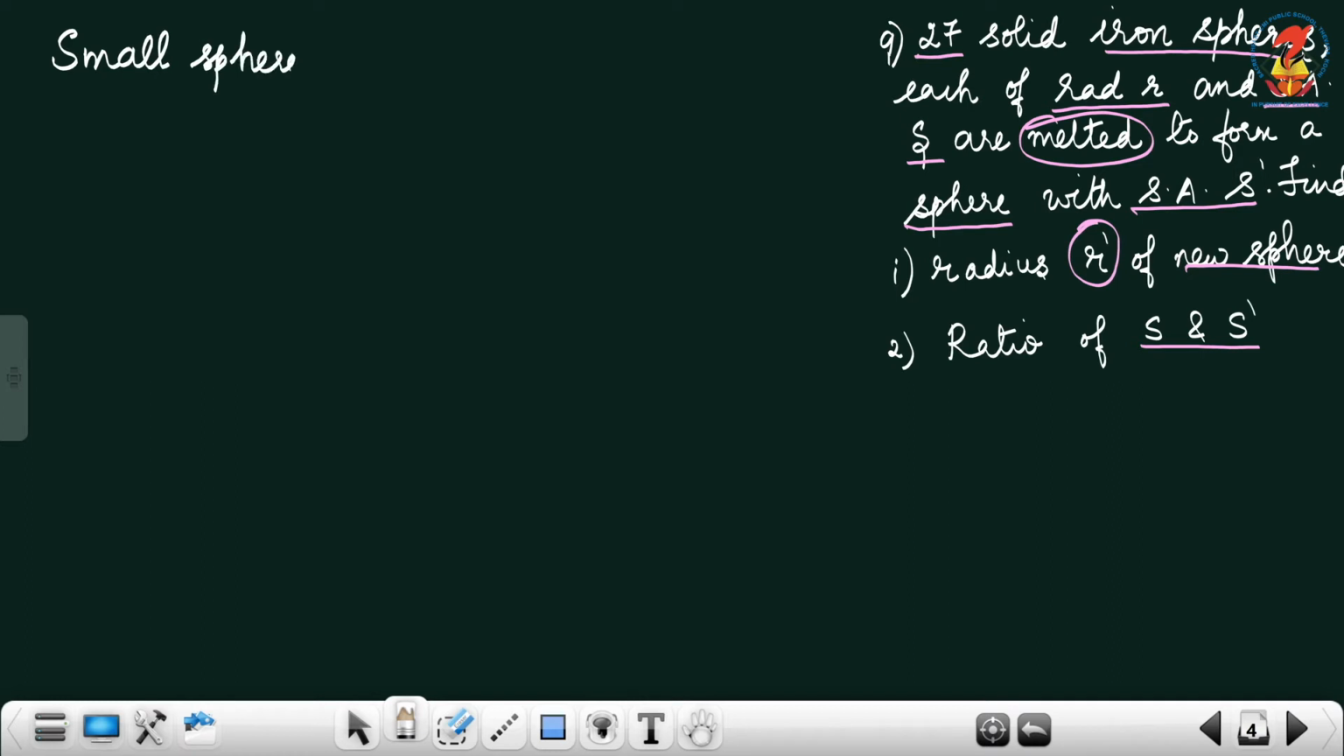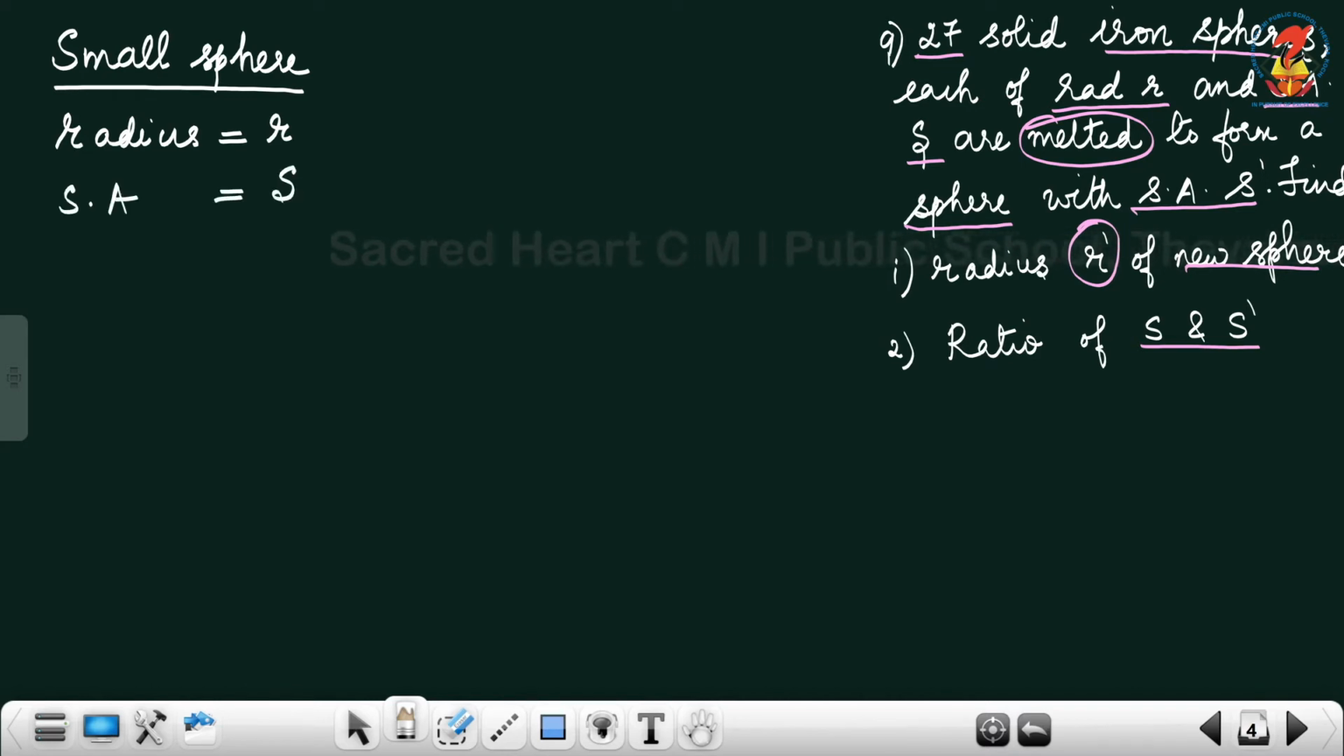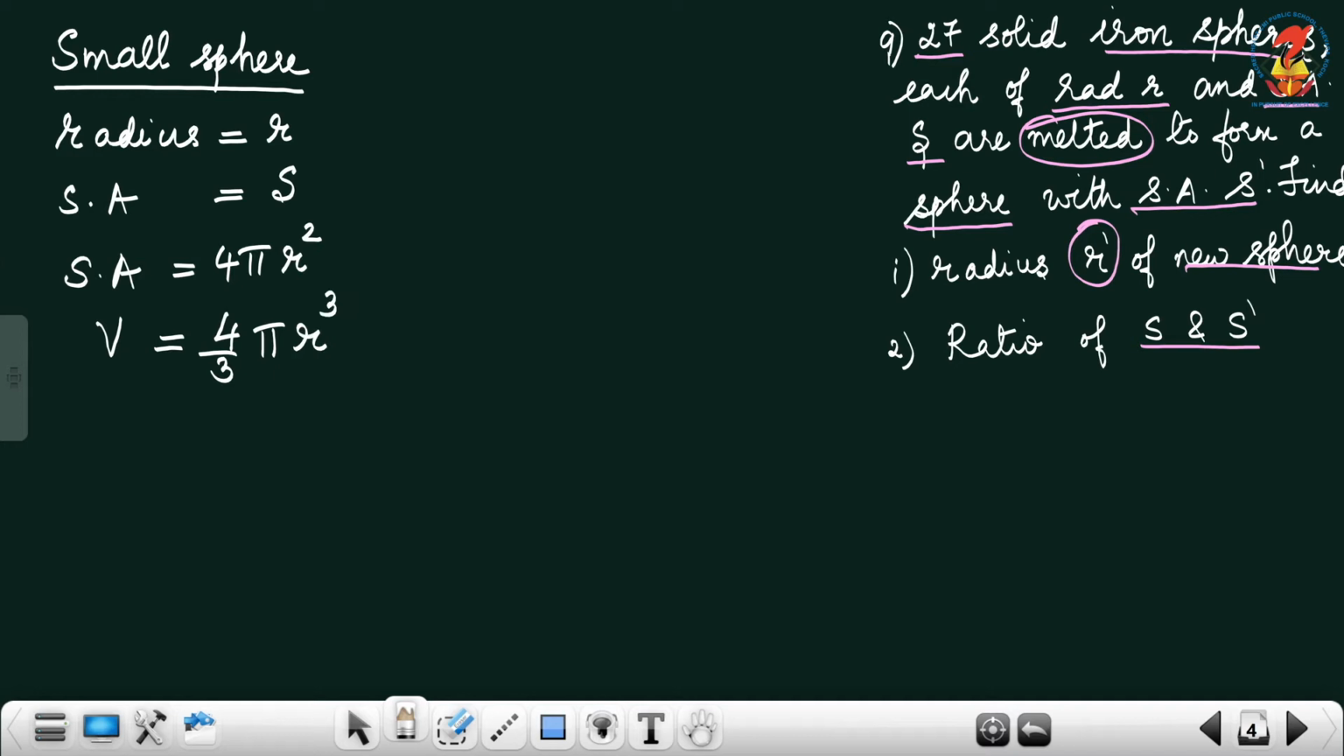What all informations of small sphere are given? Radius of the small sphere is r. Surface area of the small sphere is S. Then children, what will be the surface area formula? 4 pi r square. And what will be the volume? 4 by 3 pi r cube.